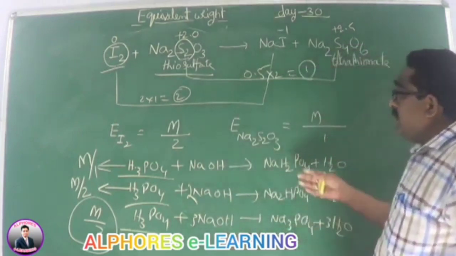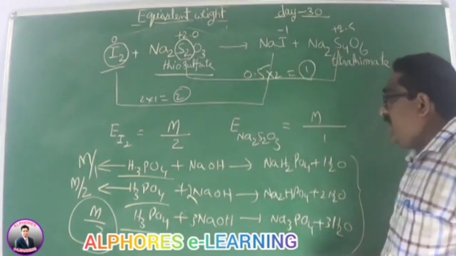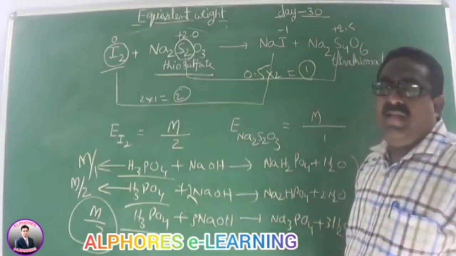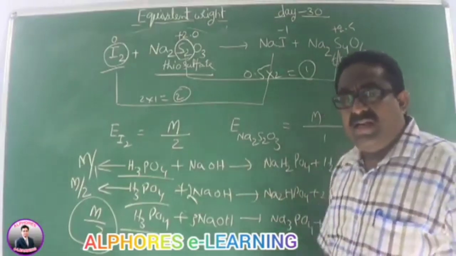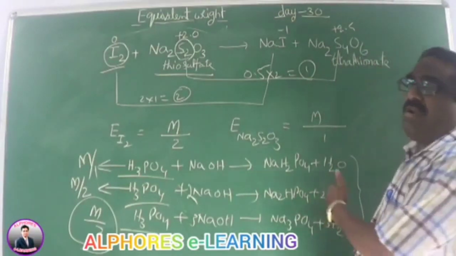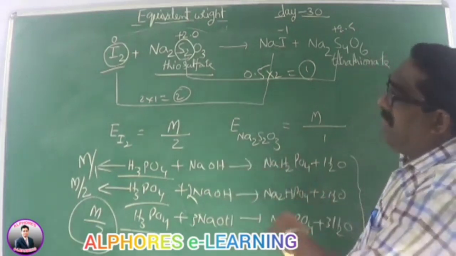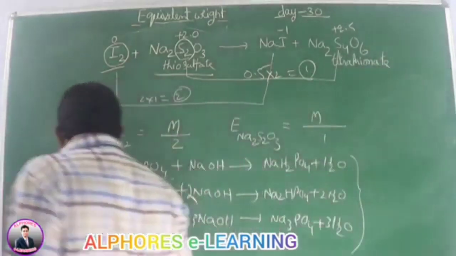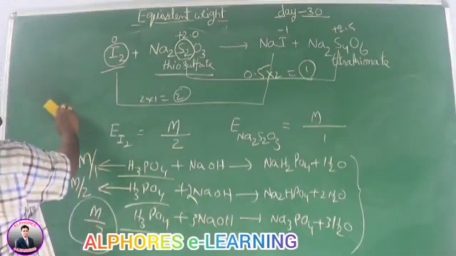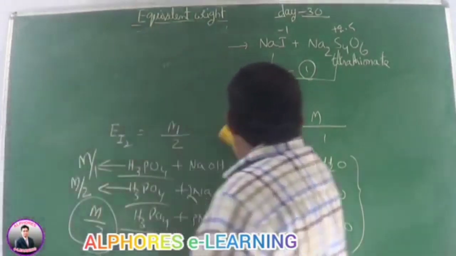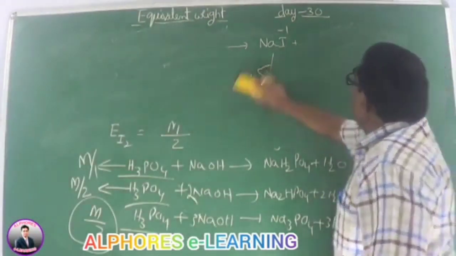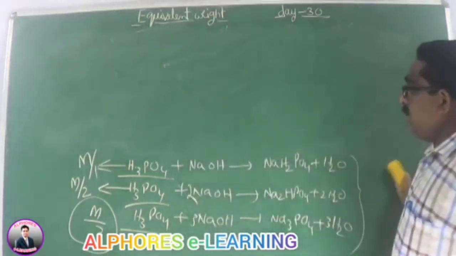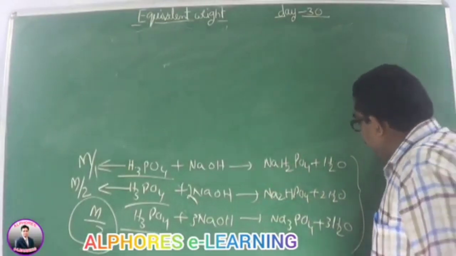Please note it down. This is one important approach, not only for phosphoric acid, but for any polybasic acid or any polyacidic base, while it is involved in acid-base neutralization reactions. Based on the extent of neutralization, we can fix its equivalent mass. Please note it. Nothing but simple acid-base reactions, students.